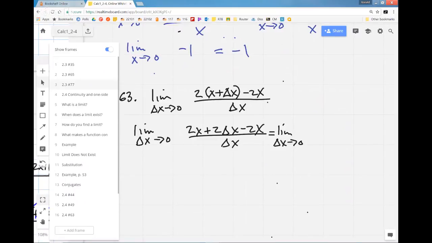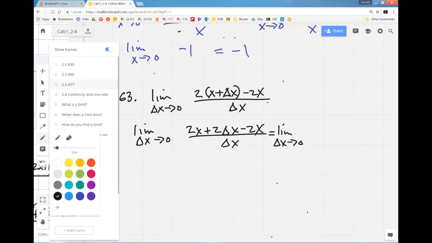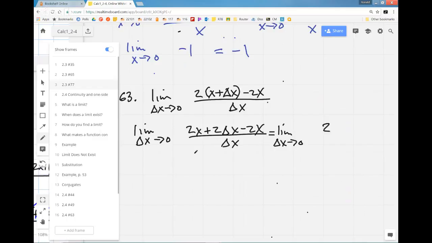So what happens on the top of that fraction? We are able to eliminate the 2 x's. We can cancel the delta x's. And again, we have the limit as delta x approaches 0 of 2, and delta x has nothing to do with that. And so the limit is 2. And that's number 63.